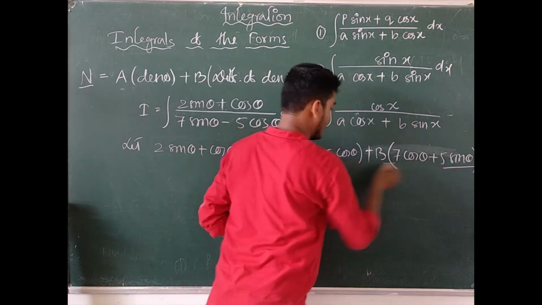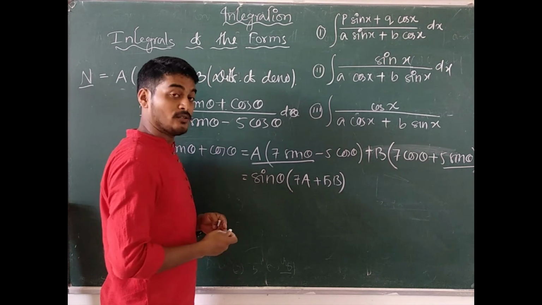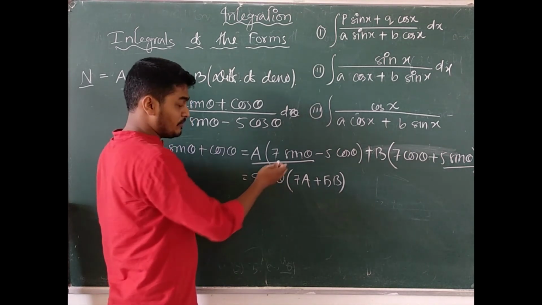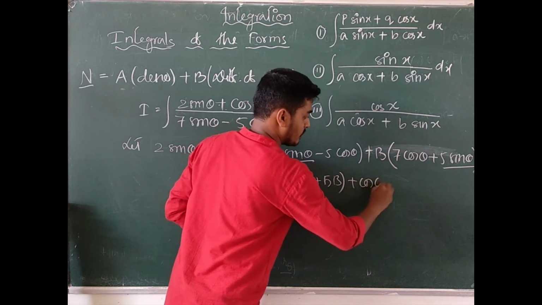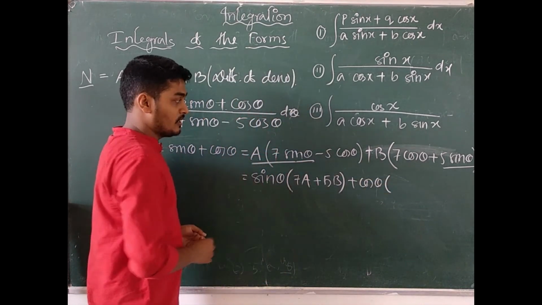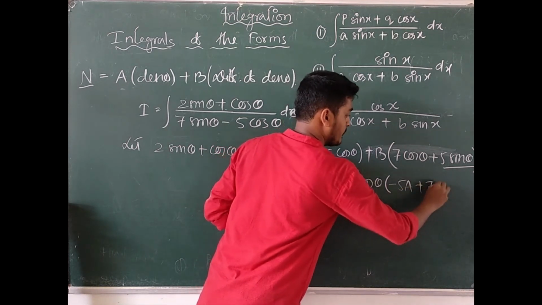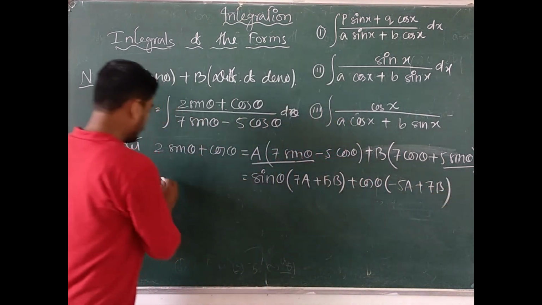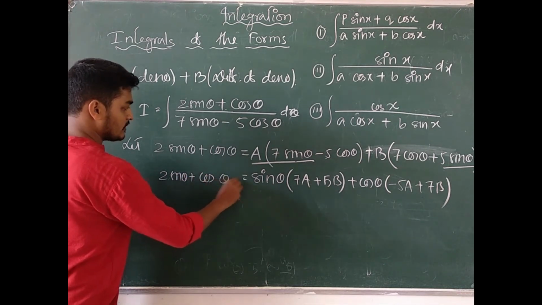Because you can easily simplify more, that means you have to open the bracket. Just take sin theta common, then plus cos theta you have to take common. Cos theta common, it will be minus 5a plus 7b. So what is there on the left hand side? 2 sin theta plus cos theta.